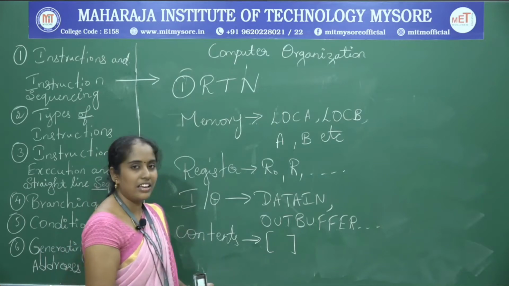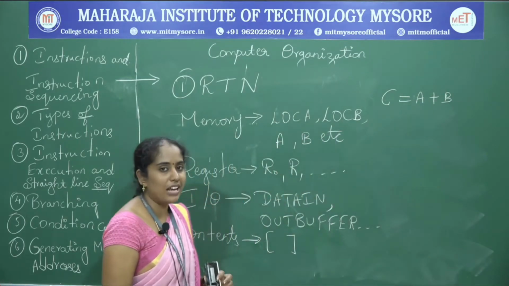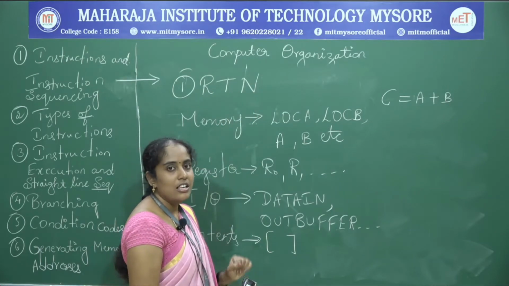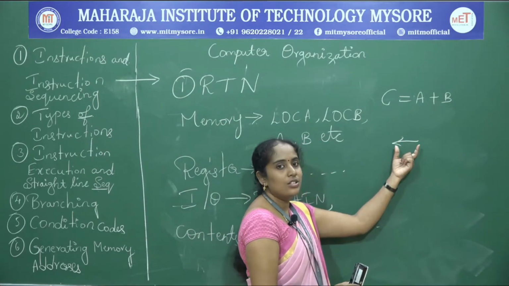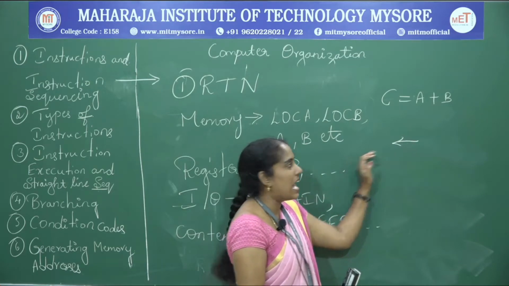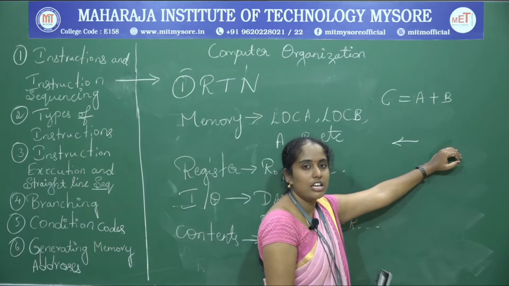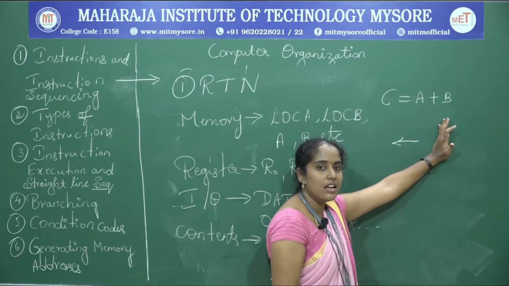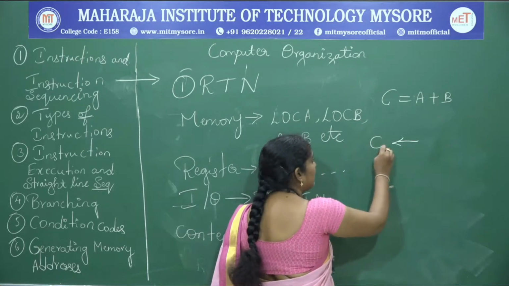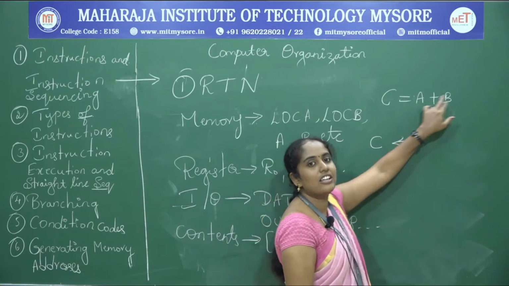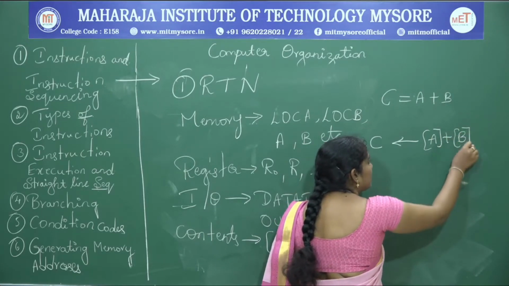Now take an example, C is equal to A plus B. How do we write this in the register transfer notation? We use an arrow. On the left side of the arrow we write the destination, and on the right side the source, which can be a memory location or a register. Here C is the destination and A plus B is the source. We are adding the content of A with the content of B, so we write C arrow content of A plus content of B.